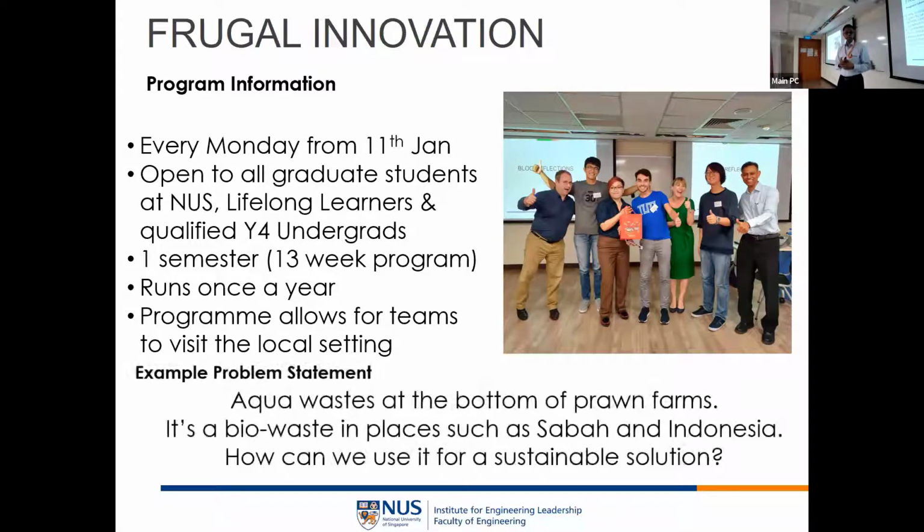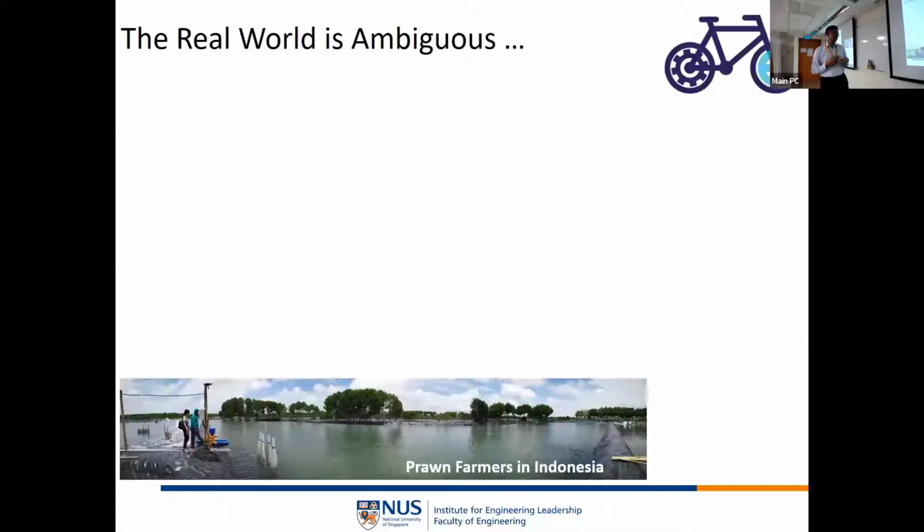And moving on, an example of a problem statement, as you can see on the screen, is like, what if you have aqua waste, bio waste, sitting in the bottom of prawn farms in places like Sabah in Indonesia, and this can be hazardous for the environment. But how can we turn it around? This was one of the previous problem statements. So it is these kinds of market-led problem statements that we're looking at. And you have an example of a prawn farm in Indonesia that you see here.